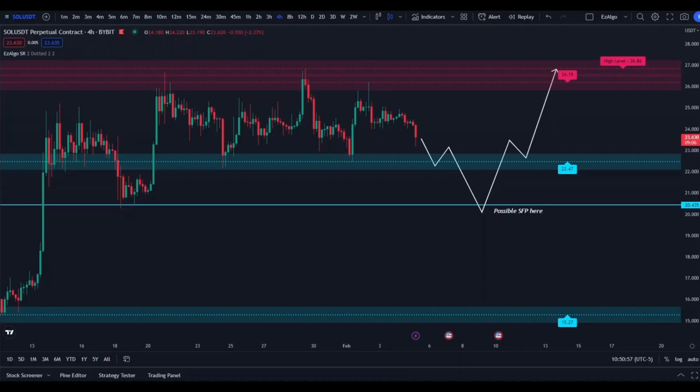So we're going to go through some setups together in real time and chart out some possible long and short positions that we can take.